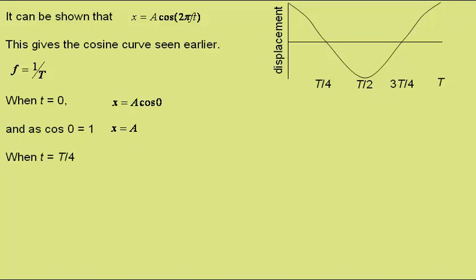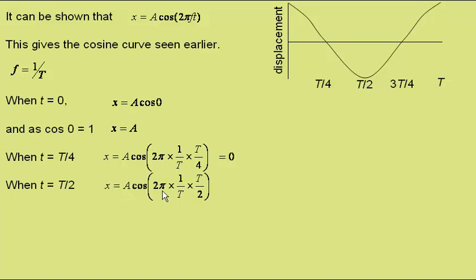When the time is t over 4 at this point, we now have x is equal to a cos 2 pi, in place of f I've put 1 over t, times t over 4. This is simply 0, as is seen here. When t equals time period over 2, at this point, we get that x is equal to a cos 2 pi times 1 over t in place of frequency times the time period over 2. This gives us minus a, which we have here, minus the amplitude.